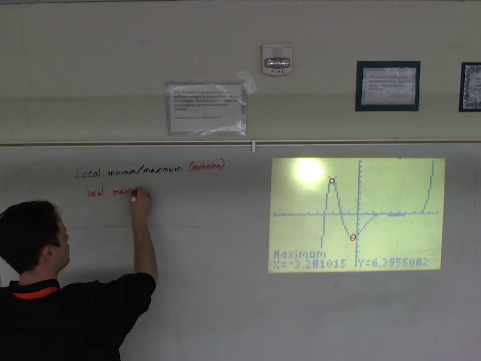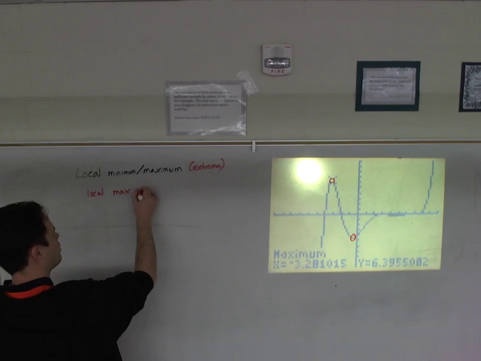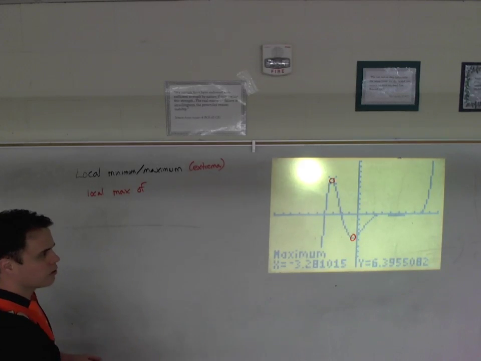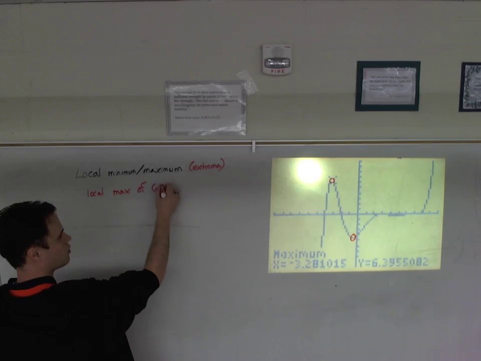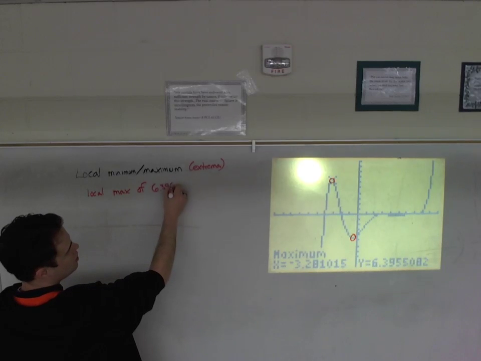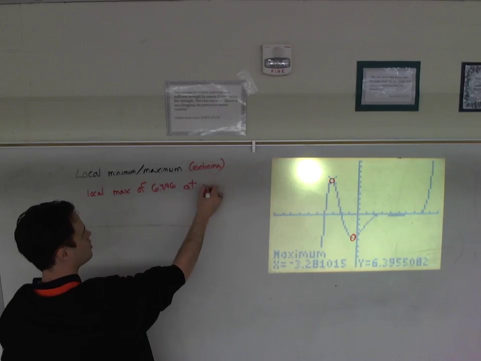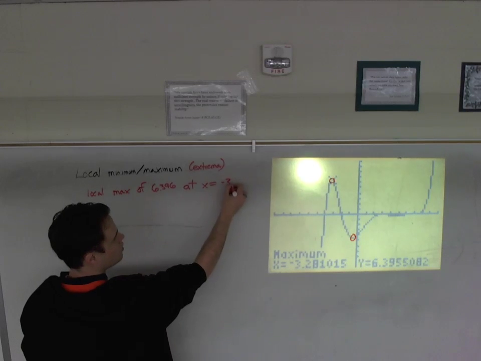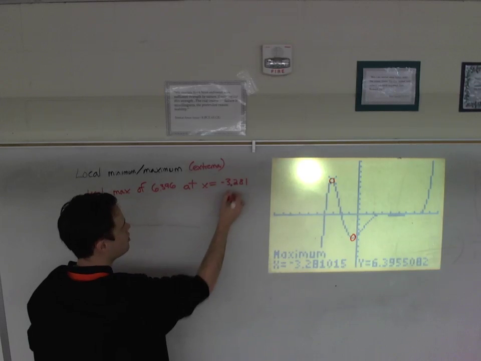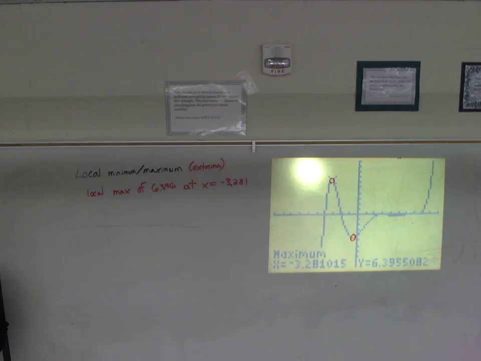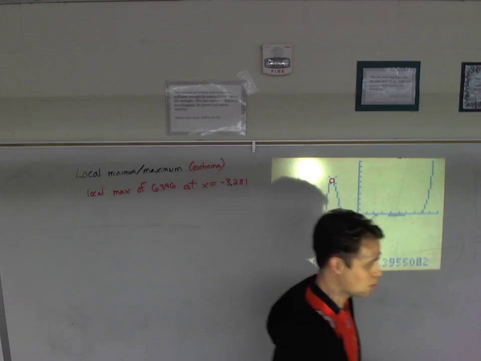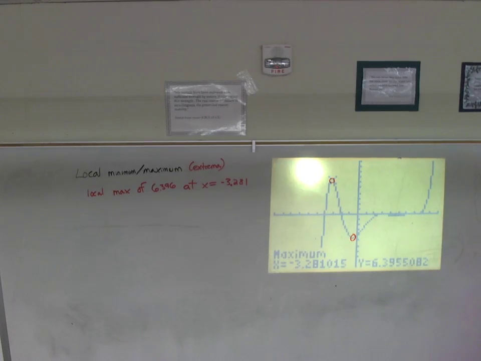Let's talk about that. A local max of, what's the y value? 6.396. Given 3 decimal places. That happens at x equals negative 3.281. That's how I'd like you to write these, okay? That way I don't have to teach you a new way later on. I don't know what the book does, but that's how we're going to write it. Does that make sense? I won't mark you off if you write it another way, but just try to do it that way, okay?